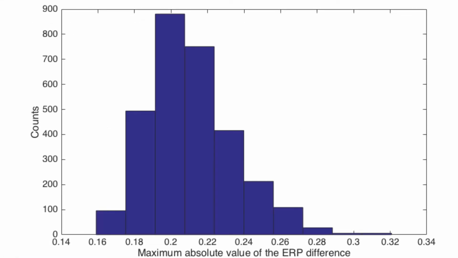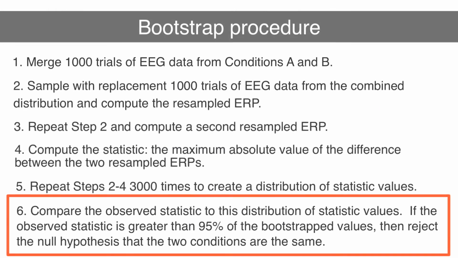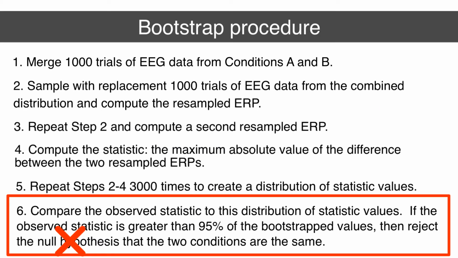This visualization, as well as these calculations, suggest that our observed statistic is very unlikely to occur in our bootstrap distribution. We therefore reject the null hypothesis of no difference between the ERPs of condition A and condition B. This result helps illustrate the power of the bootstrapping procedure.